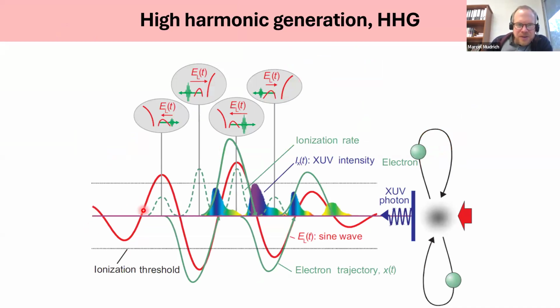And this is another representation showing a short laser pulse. The red curve is the electric field, which oscillates a few times. And every time the electron is driven away from the core in the electric field of the laser pulse and then recollides with the core, an energetic photon can be emitted. So we get essentially a train or a burst of these XUV pulses in one infrared laser pulse.